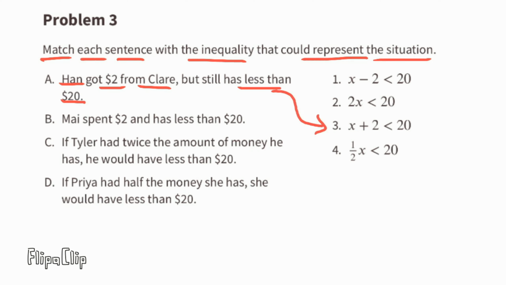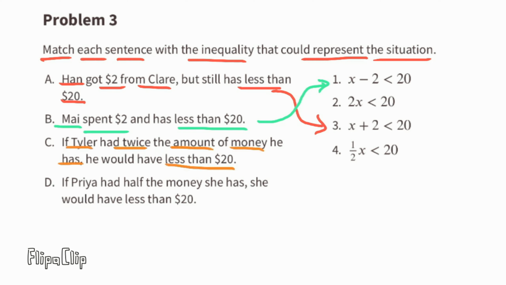That matches with inequality 3. x plus 2 is less than 20. B. Mai spent $2 and has less than $20. x could represent the amount of money that Mai has, and this would be x minus 2 is less than $20. Sentence B matches inequality 1.